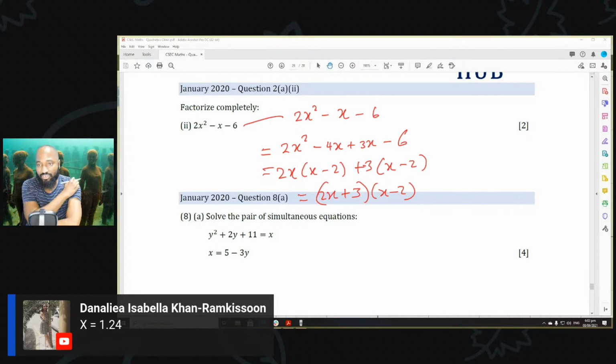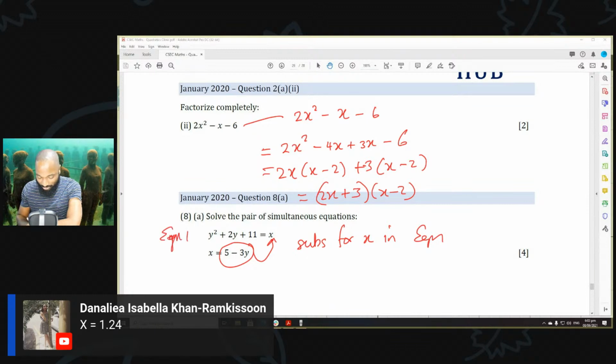And then solve the pair of simultaneous equations. So we want to substitute x in this. So substituting for x in equation 1. What's equation 1? This one. Equation 1. We put y squared plus 2y plus 11 equal 5 minus 3y.